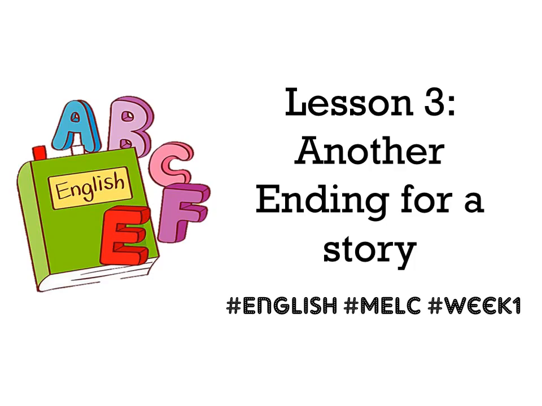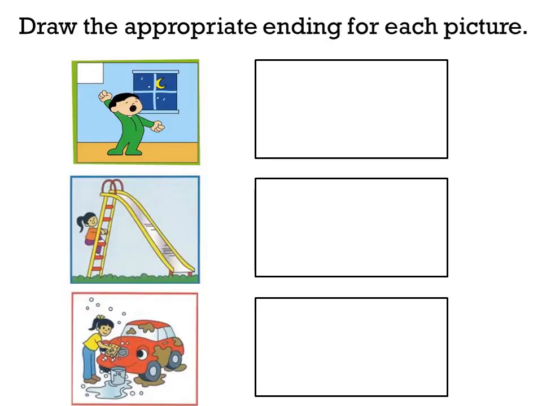So now let's have lesson 3, another ending for a story. So I have here 3 pictures. You need to draw the appropriate ending for each picture. Okay, so I have here the first picture, the second, and the third. No need to copy, just put number 1, 2, 3 in your notebook and then draw the ending of that picture. If you're not yet done, just click the pause button. If you're done, click the play button.